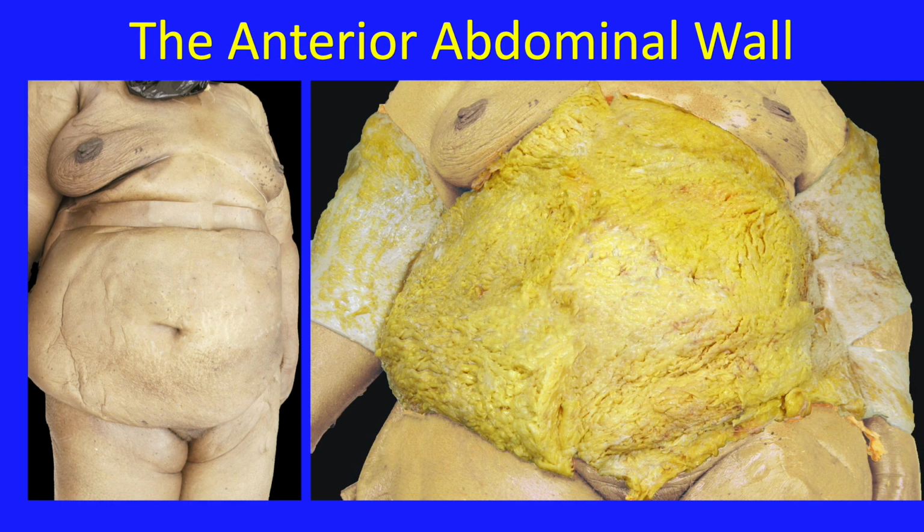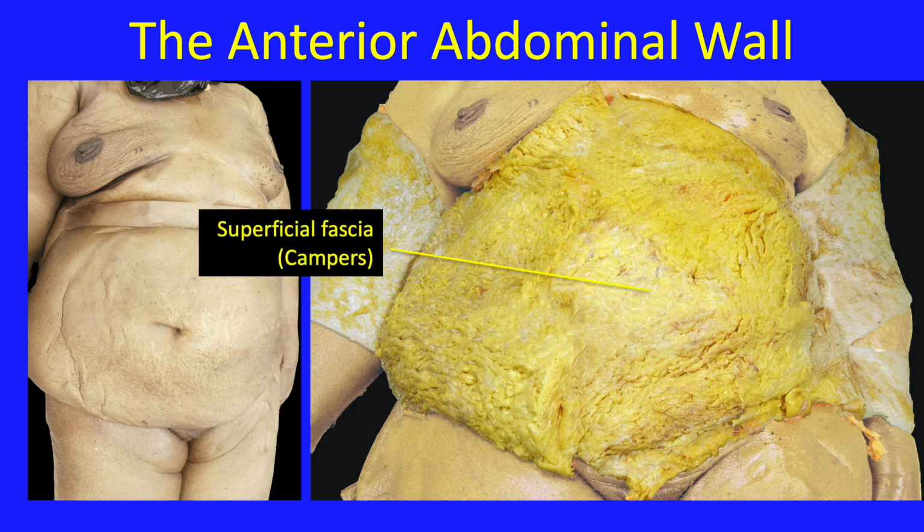I do want to emphasize that the amount of Camper's fascia can be significant. Here, it's a corpulent cadaver in which the fatty, superficial fascia was several inches deep. In general, expect to find from half to 1 inch of fat in most cadavers.